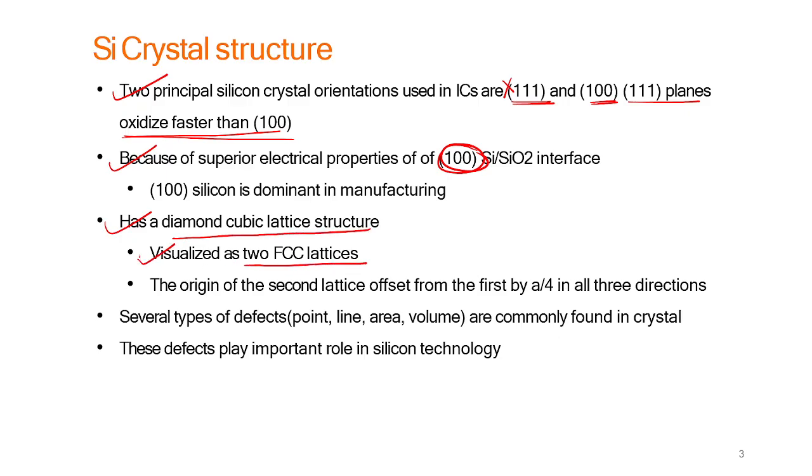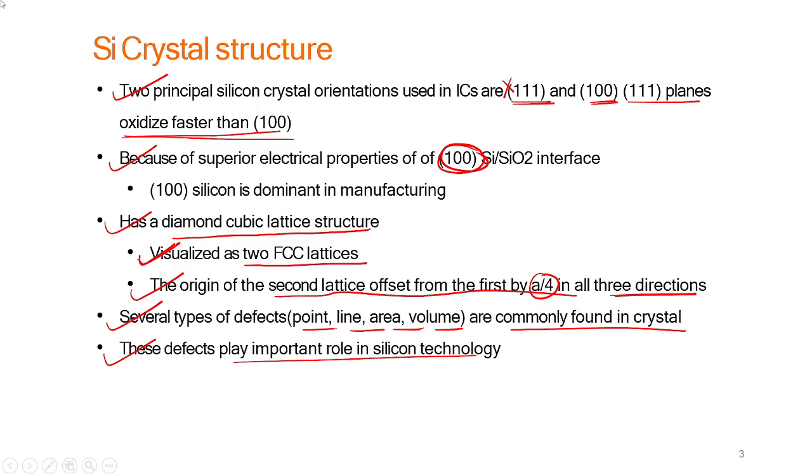If I directly tell you, you can't understand. That's why from the textbook I took these FCC structures, two FCCs merged together, and the origin of the second lattice is offset from the first lattice by A by 4 in all three directions. Several types of defects are there. You can go through that plumber book: point, line, area, volume. These are commonly found in the crystal. These defects play an important role in silicon technology. Okay, this is about the silicon structure.